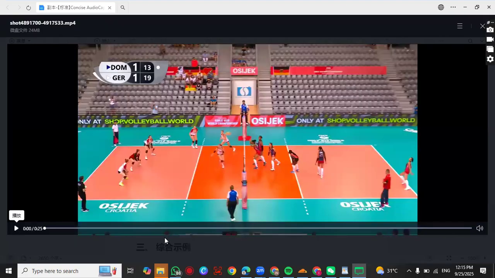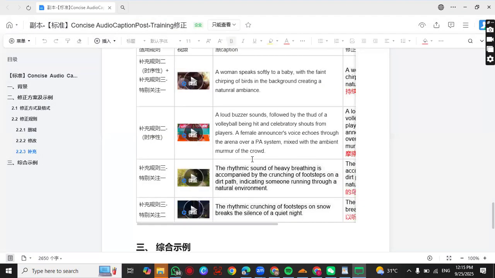A loud buzzer sound, followed by the thud of a volleyball being hit, and celebratory shouts from players. A female announcer's voice echoes through the arena over a PA system mixed with the ambient murmur of the crowd. So a lot of things are skipped in it, right?